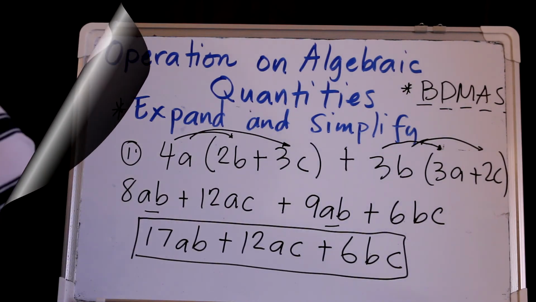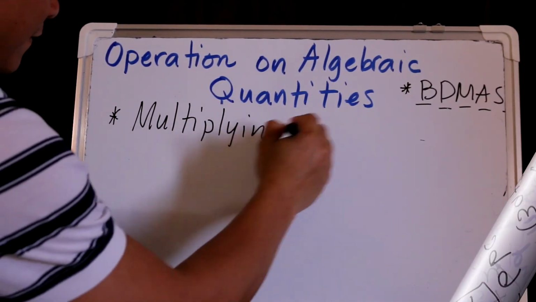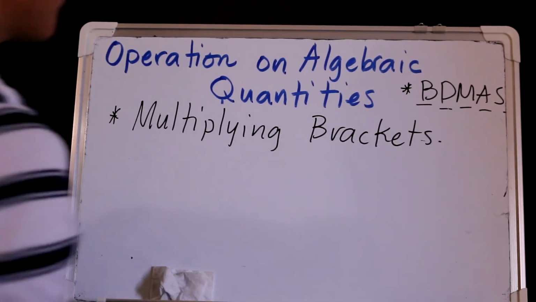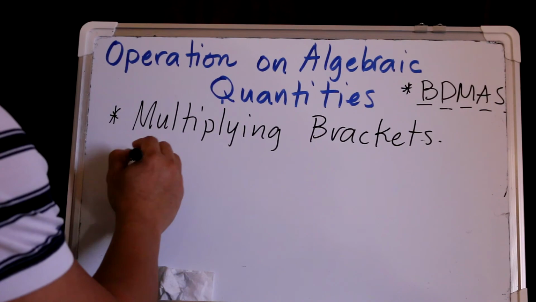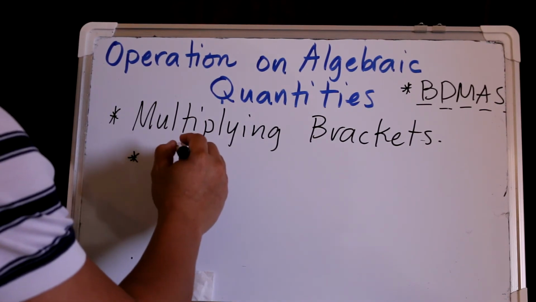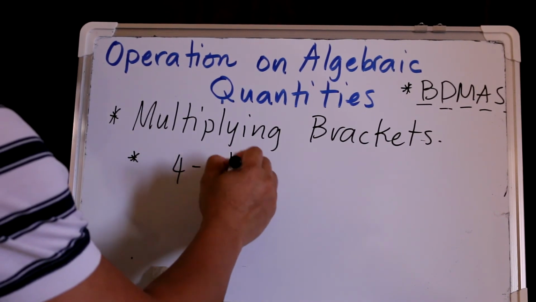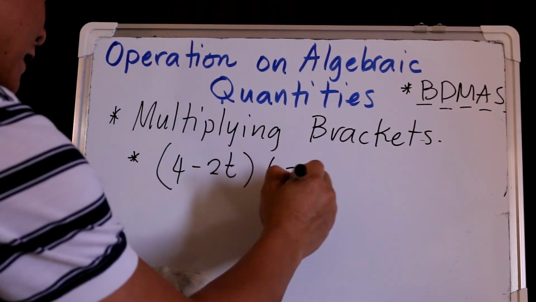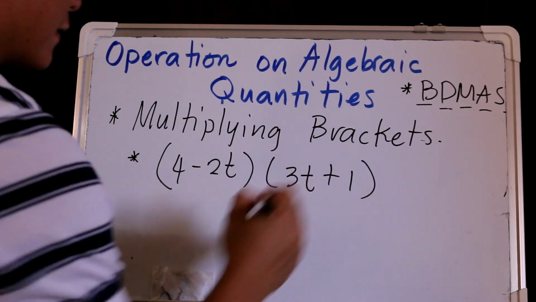Okay, multiplying. So remember that brackets together. So another operation on algebraic quantities is multiplying brackets. For example, let's say we have 4 minus 2t, that bracket, and then 3t plus 1. Okay, another bracket.